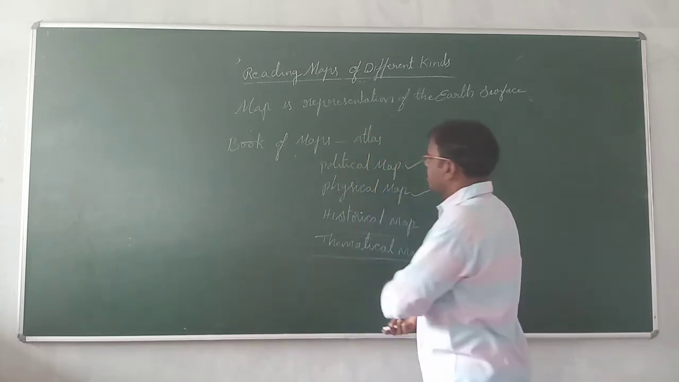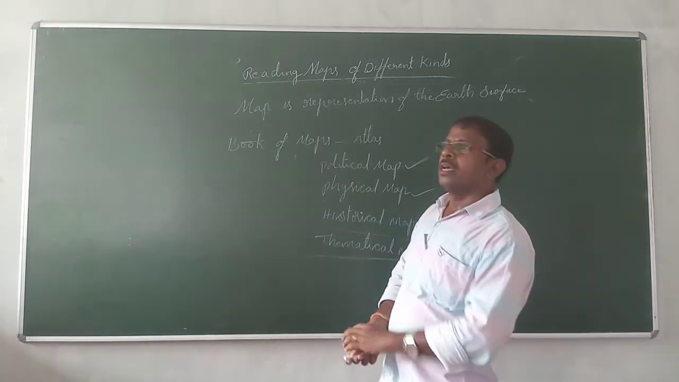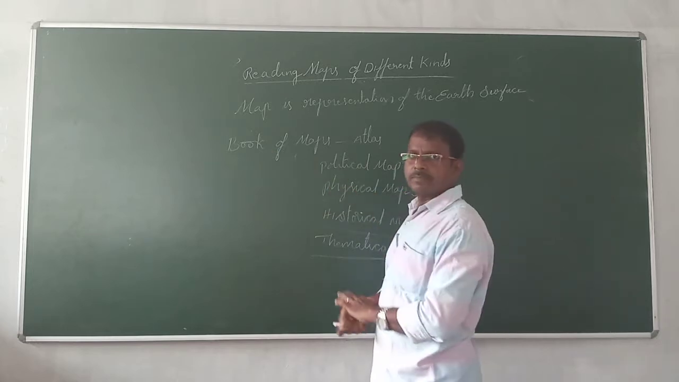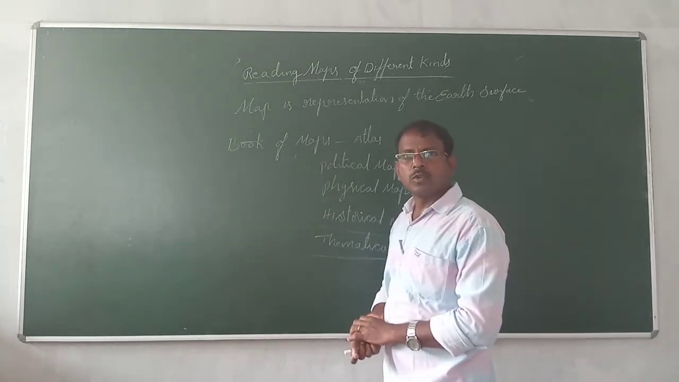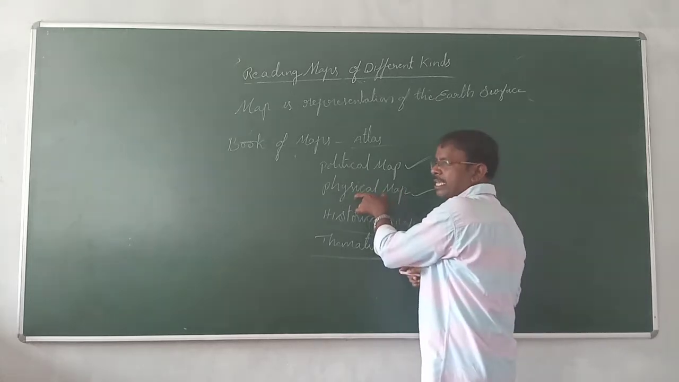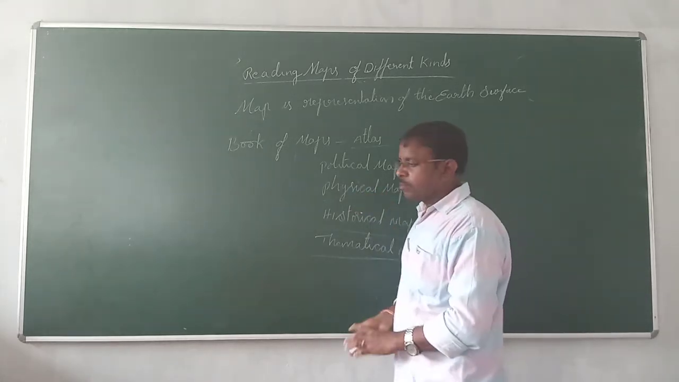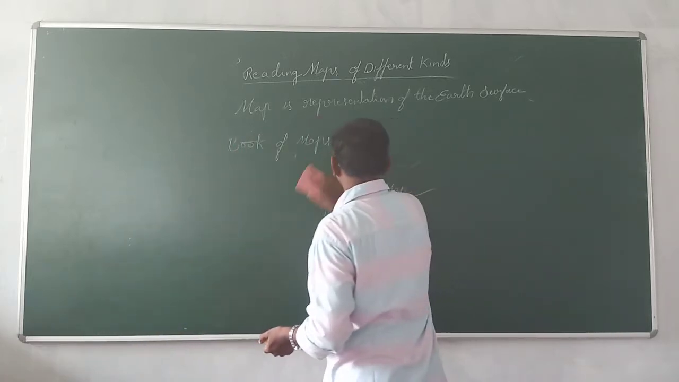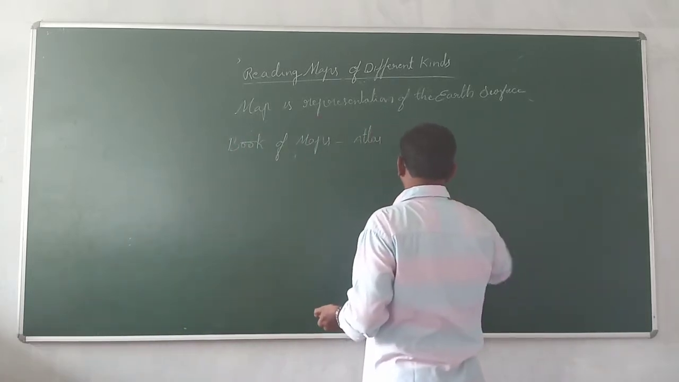Okay, so like this, there are different kinds of maps. We can see all these maps in the atlas, the book of maps. A book of maps is known as an atlas. In that, if you look, we will see the physical map. If you observe the physical map, different colors will be there.